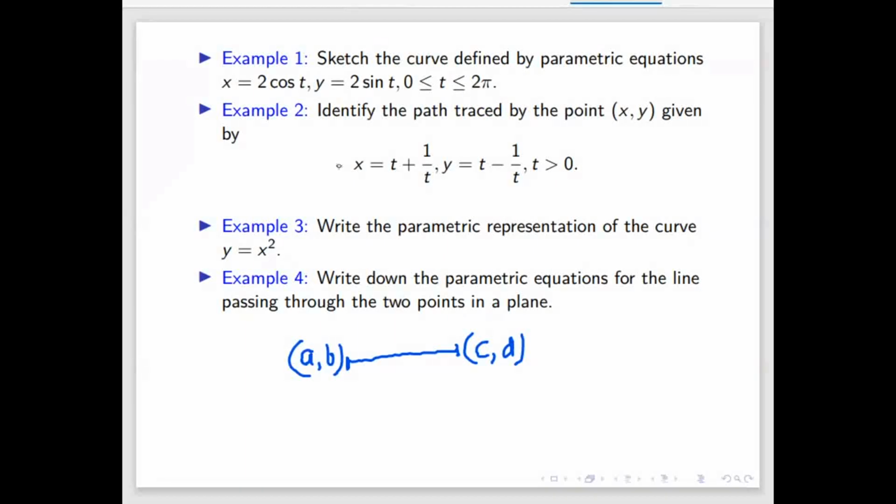And t lies from where to where? Like here t from 0 to 2 pi, then it will represent the circle. t from where to where?